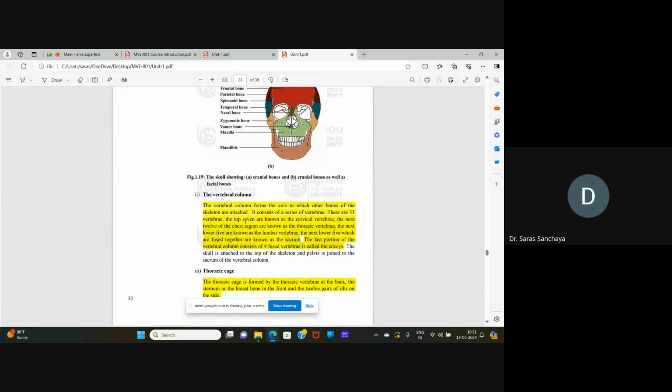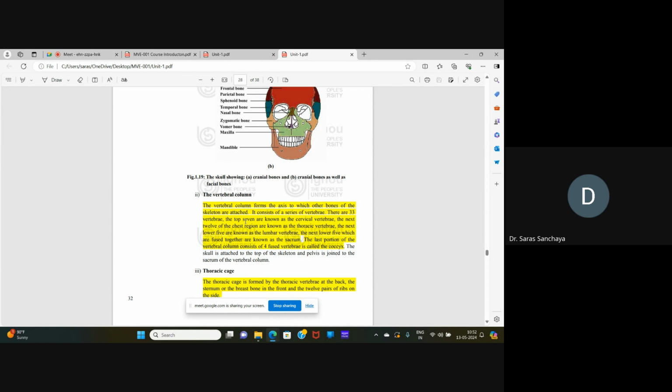Then the vertebral column. The vertebral column forms the axis to which other bones of the skeleton are attached. It consists of a series of vertebrae. There are 33 vertebrae. The top 7 are called cervical vertebrae. The next 12 in the chest region are called thoracic vertebrae. The next lower 5 are called lumbar vertebrae. The next lower 5, which are fused together, are known as the sacrum. The last portion of the vertebral column consists of 4 fused vertebrae, called the coccyx.